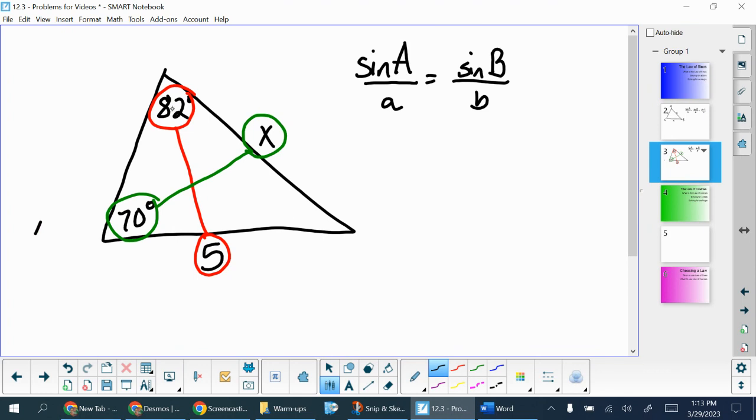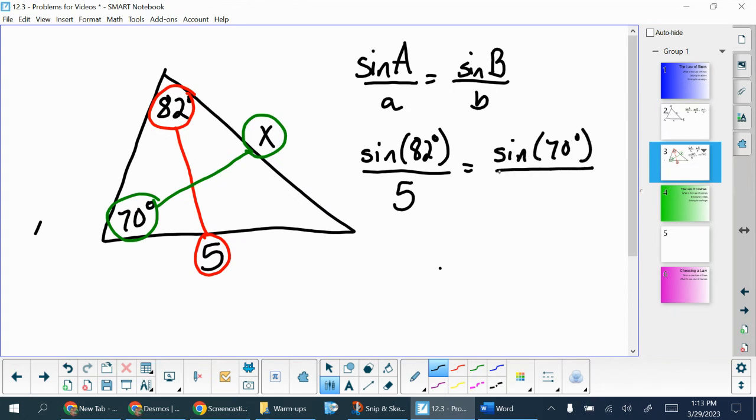I would always start with the one that I know first, so the 82 degrees and the 5. 82 degrees is my angle, so it's sine of 82 degrees divided by the opposite side, which is 5, equals, now I'll do the one I have circled in green, my 70 degrees is my angle, so sine of 70 degrees over the side we don't know, or x. So as with any algebra equation, it started off with 4 variables, but we have to know 3 of those to be able to solve for the 4th one.